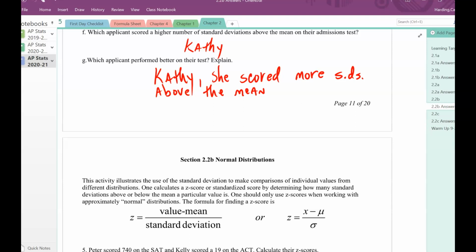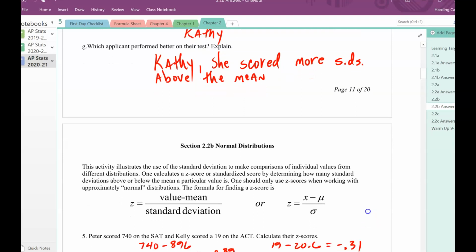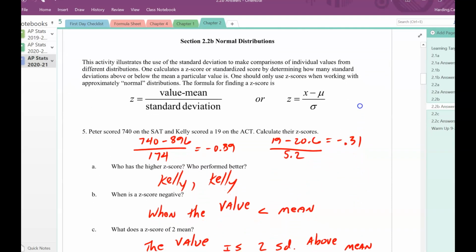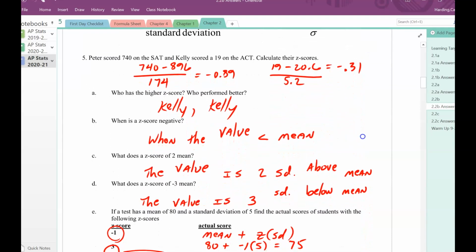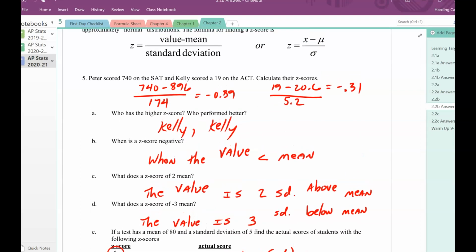It says Peter scored 740 on the SAT and Kelly scored a 19 on the ACT. Calculate their z-scores. All right, we have their z-scores there. This time they're negative. What does that mean? That just means that they fell below the mean. So Peter had a z-score of negative 0.89, so he is 0.89 standard deviations below the mean. Kelly is 0.31 standard deviations below the mean. That's what a negative z-score means. So who scored better? Kelly scored better.